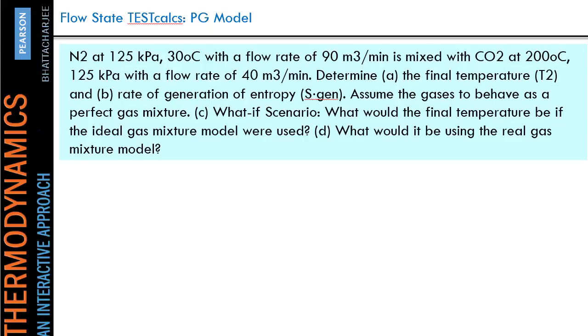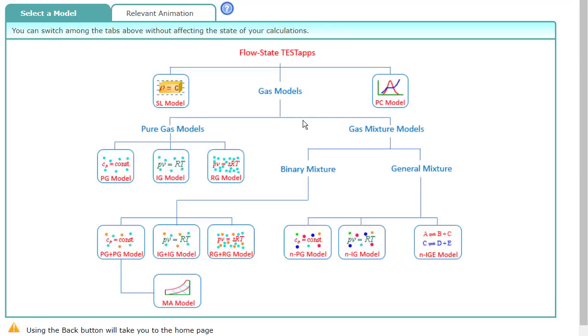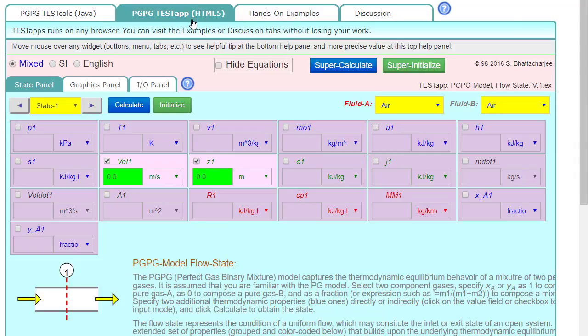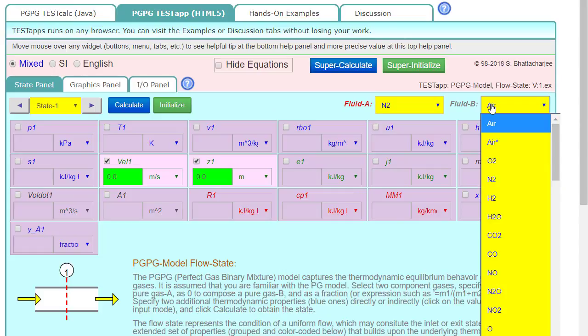So first thing, we will want to go to flow states since it's a flow problem. And we're going to use the binary PG model since it's two different gases. Right, so the first gas is nitrogen and the second one is carbon dioxide.